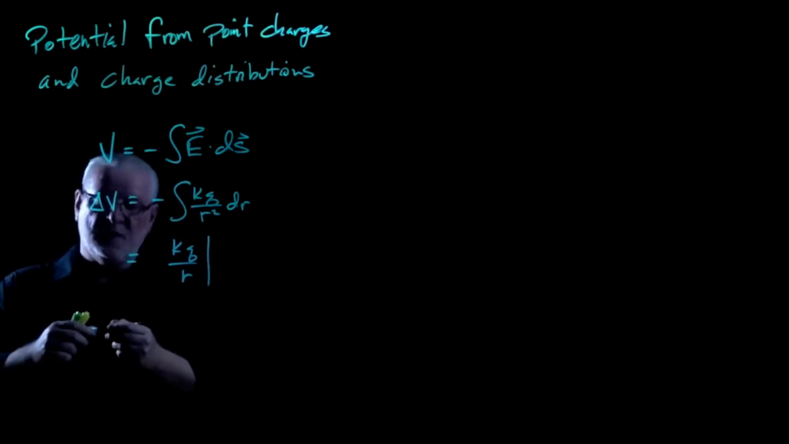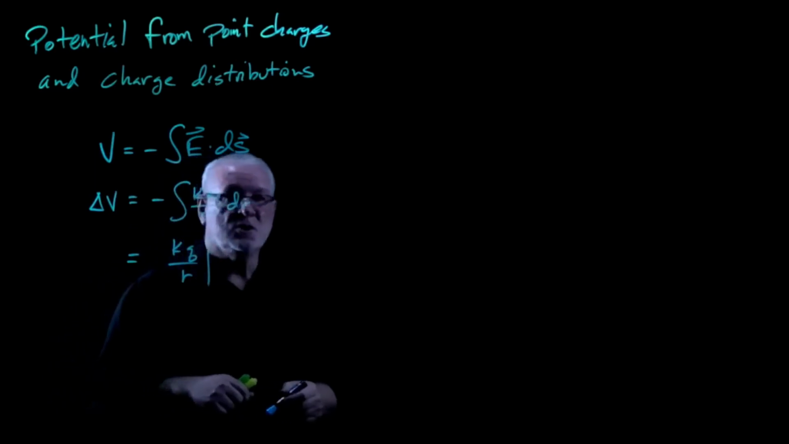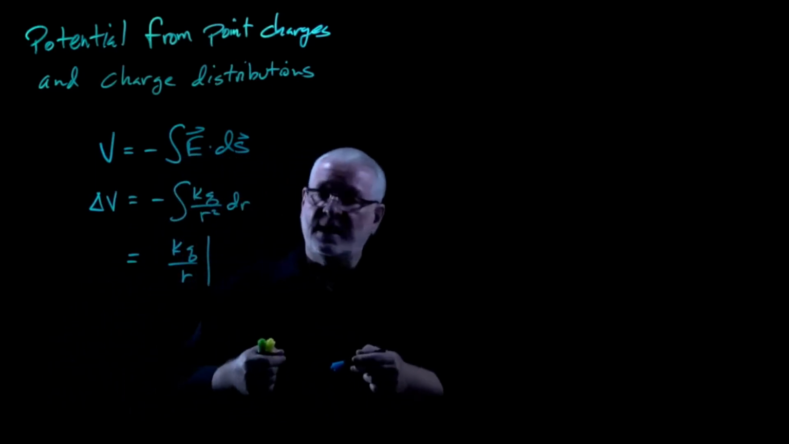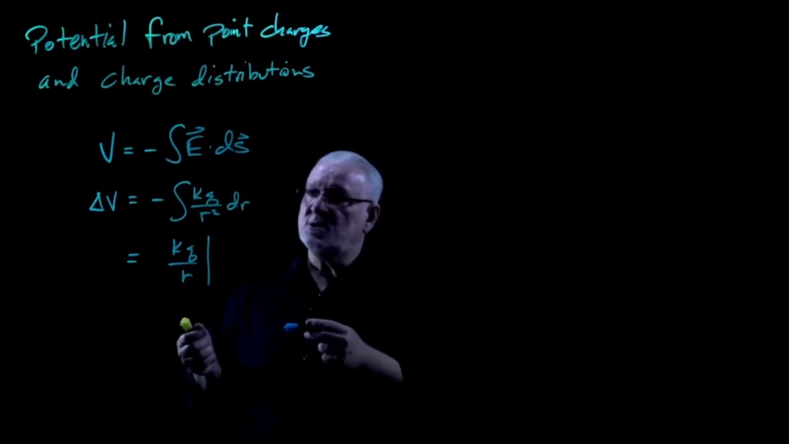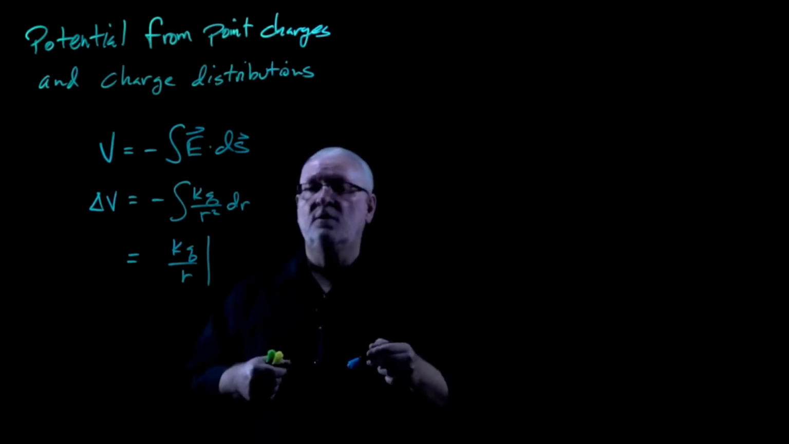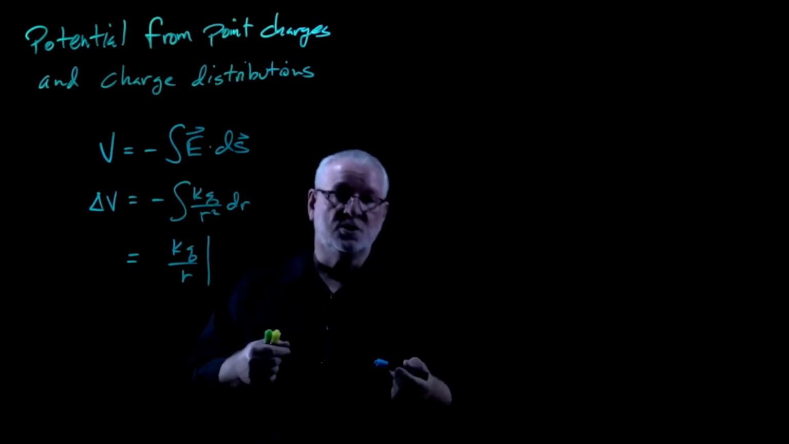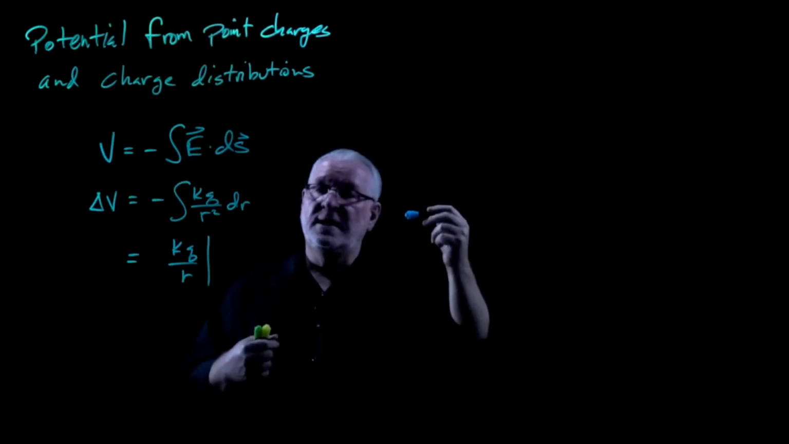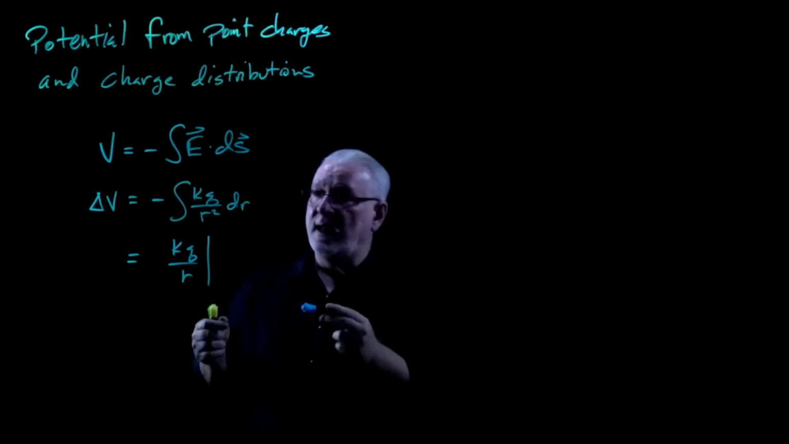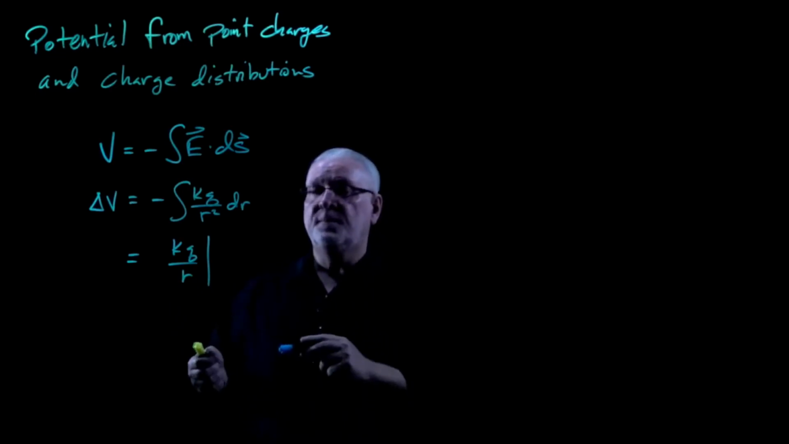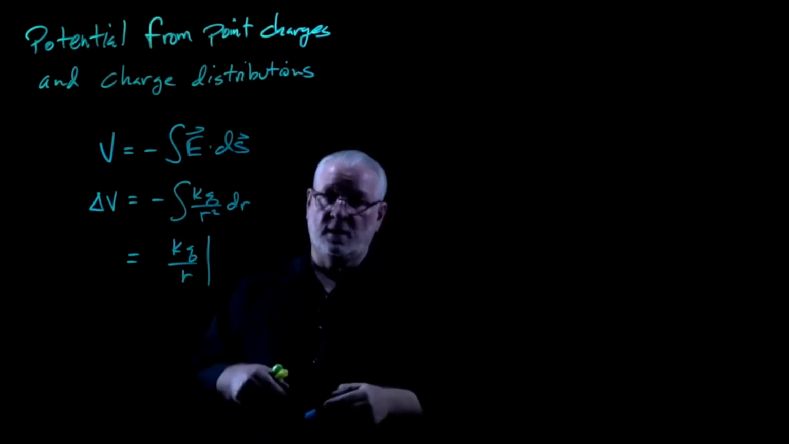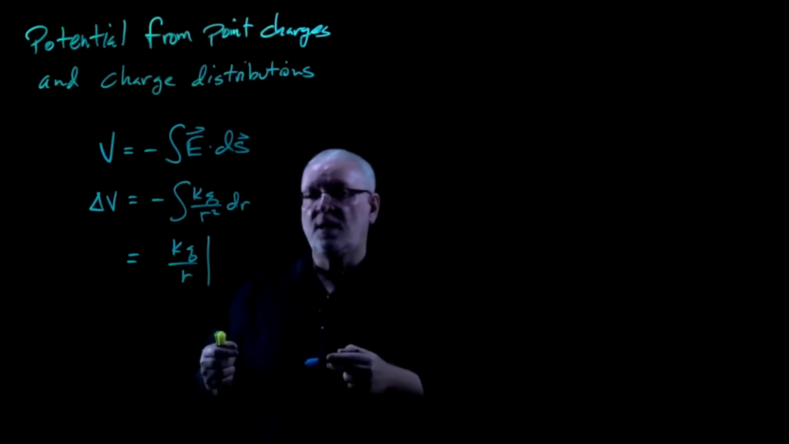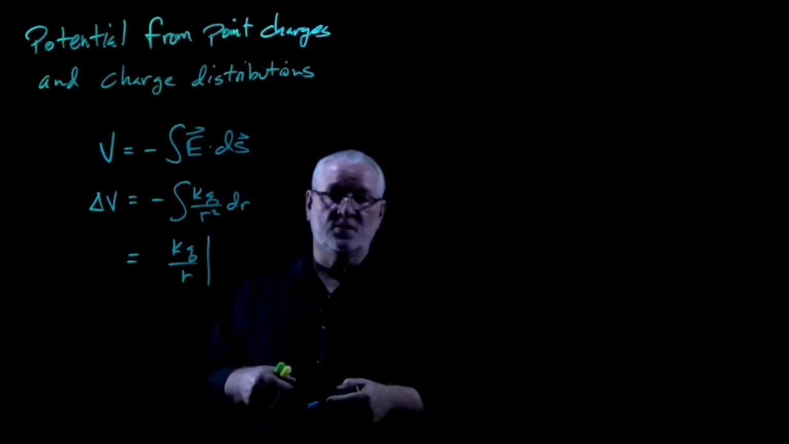And now is time to talk about what the limits of integration should look like. As I indicated in the last episode, potential is analogous to altitude for potential energy for gravity. As I lift an object away from the Earth's surface, its altitude increases. And as I move a charged particle away from another charged particle, I should see the same increase or decrease of potential as a result.